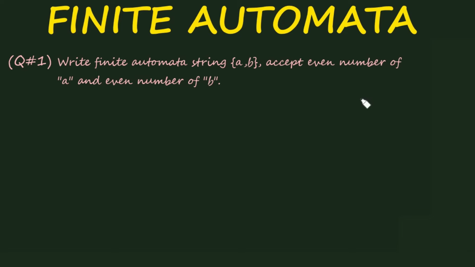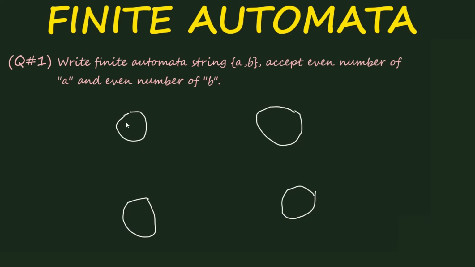Write a finite automata for strings over {A, B} that accepts even number of A and even number of B. Even number of A and even number of B means we need to define 4 states. Firstly I will draw 4 states, then I will explain this finite automata. Okay, of these 4 states, number 1 is the initial state, and it's also a final state.